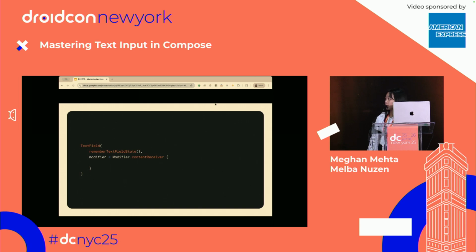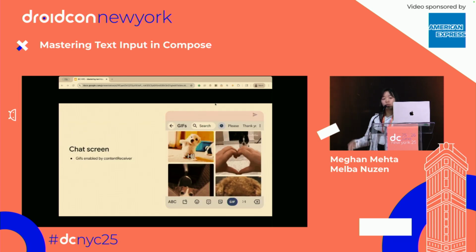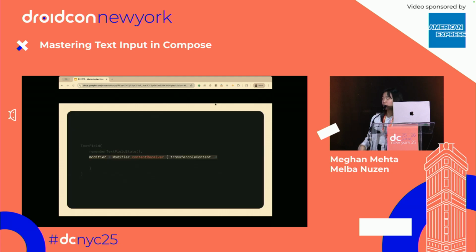All right, let's see what this looks like. So in the modifier of our text field, we're just going to add in content receiver. And actually, the presence of content receiver is enough to let the keyboard know that GIFs are now enabled, but let's keep going. We want to process the rich content. So inside the content receiver, we're going to receive this transferable content object. Transferable content is basically just a wrapper around clip data and clip description APIs. You can read more about it in our documentation, but just think of it as a way to represent data that's in your clipboard. So if a user copies something, this is the data in their clipboard. So how do we process that data?